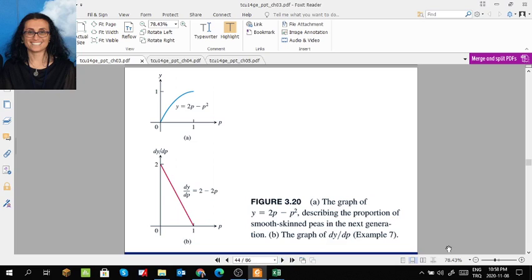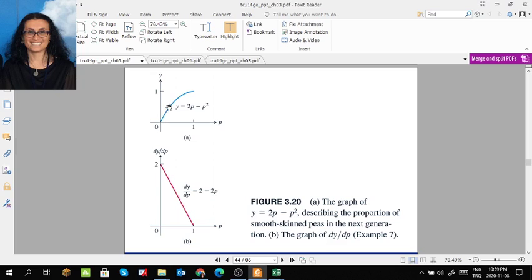This is another example, example 7. It's about smooth skin peas. Okay, let's see. This is P versus y. This is the proportion of smooth skin peas, and then you're going to see dy/dp, which is the derivative of this. If you take the derivative of this, you get 2 minus 2p. 2 minus 2p is a line with a negative slope, and you would see that the slope is negative here. Okay, going down.